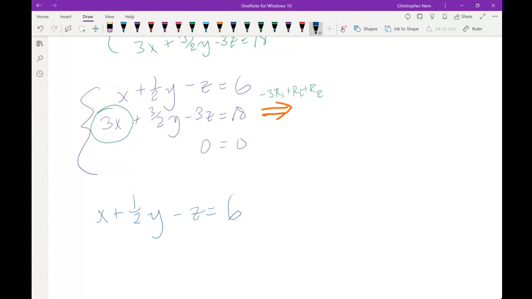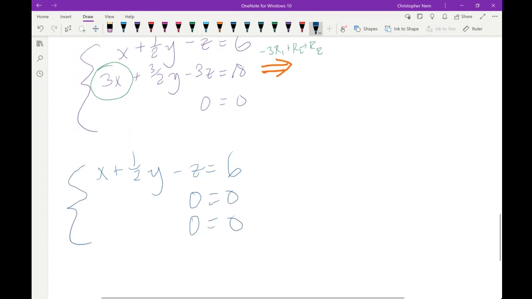And I'm multiplying by 3. The x's are canceled out. Negative 3 times 1 half, that's negative 3 halves. So the y is also canceled out. Well, negative 3 times negative z is positive 3z, which also cancels out. And negative 3 times 6 is negative 18, which cancels out too. So I get 0 equals 0, 0 equals 0.